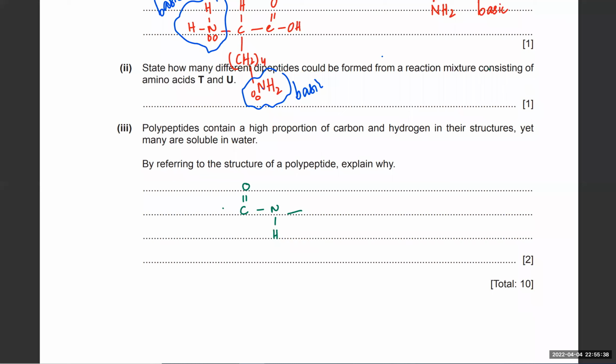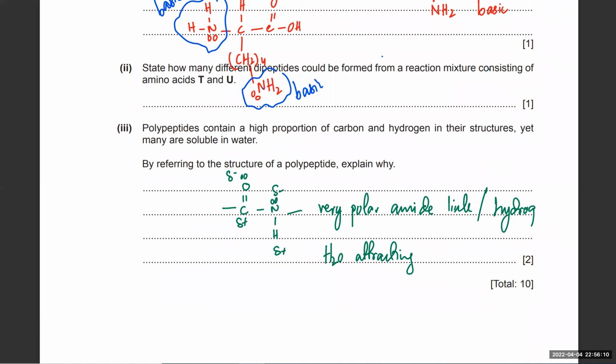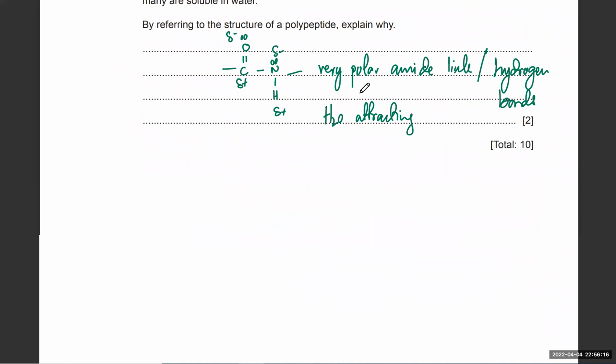This has a lone pair. That's the negative part. The H is positive. You have an oxygen which is negative. It's got lone pairs as well. So they're inherently water attracting and they can form hydrogen bonds. You can talk about a very polar amide link, and you can say that it attracts water. It's capable of forming hydrogen bonds, so it's highly water attracting.